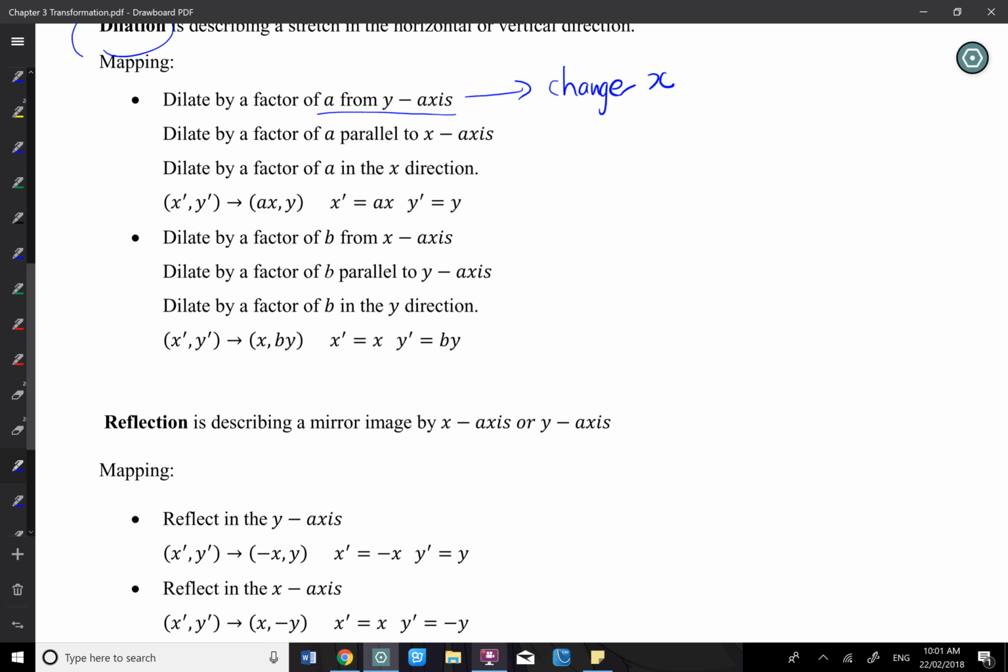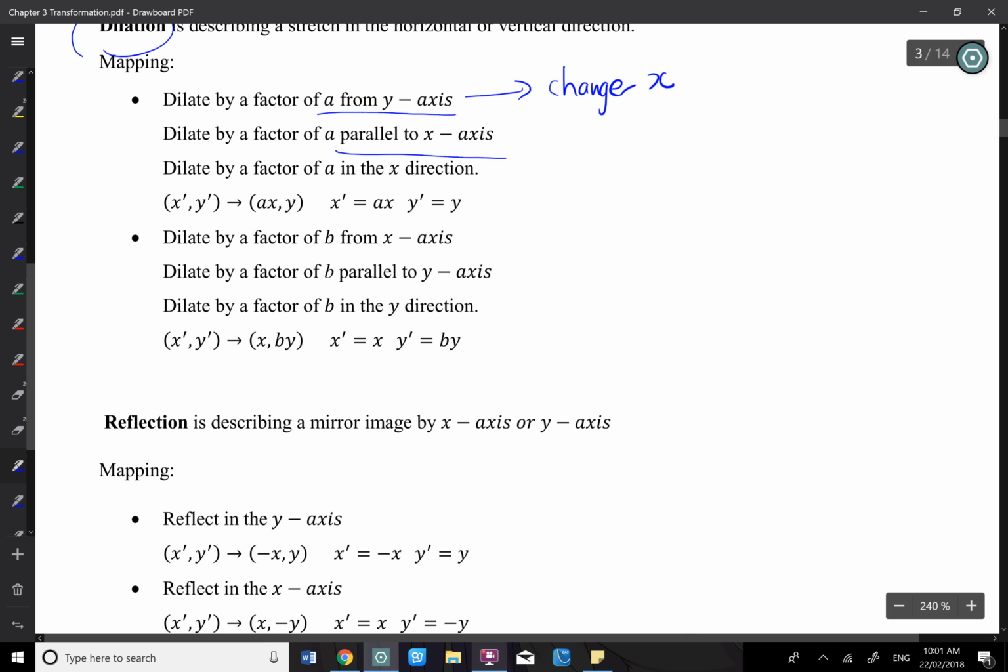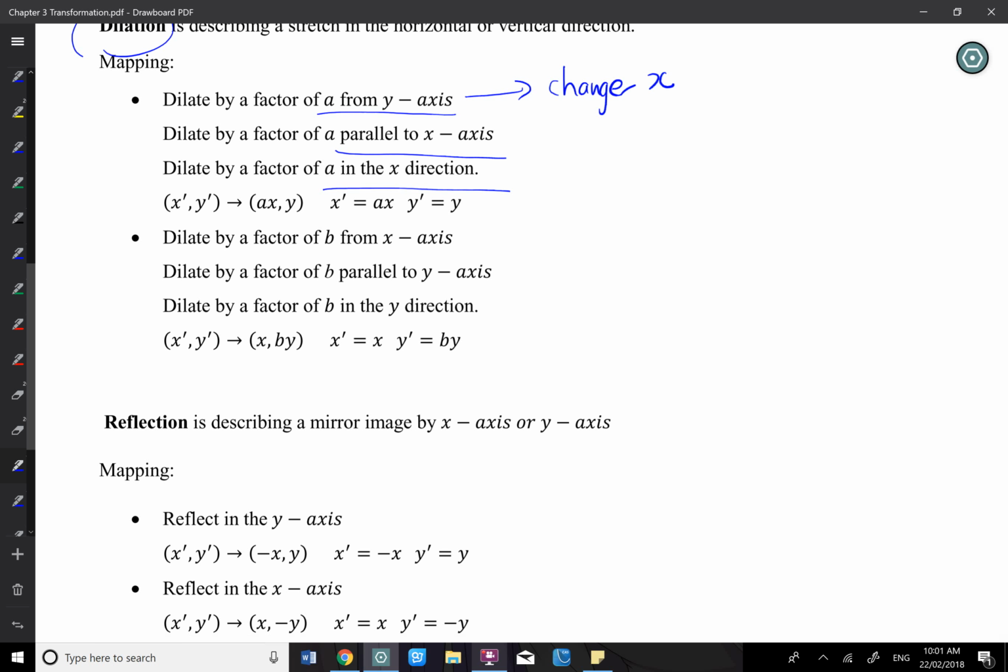But very annoying: when you say parallel to the x-axis, it still changes the x. In the direction of x, it's still changing the x. You need to know that because you need to know what is changing. So from the y-axis is changing the x. In the direction of the x-axis is changing x. Parallel to the x-axis is still changing x, okay? It's all stretched that way. So those three ways of describing things are all changing the x.